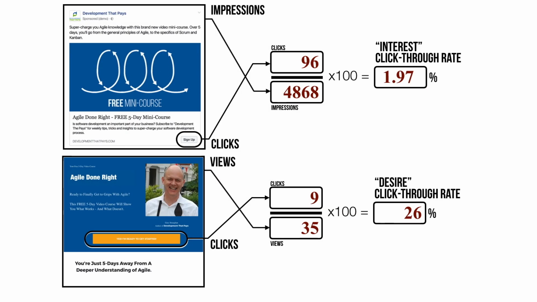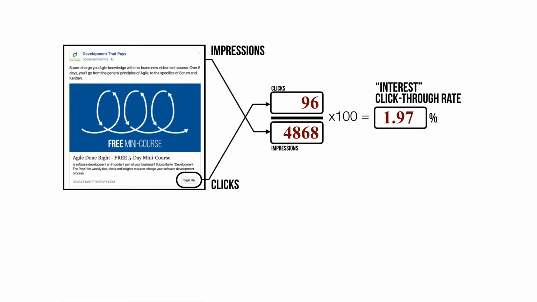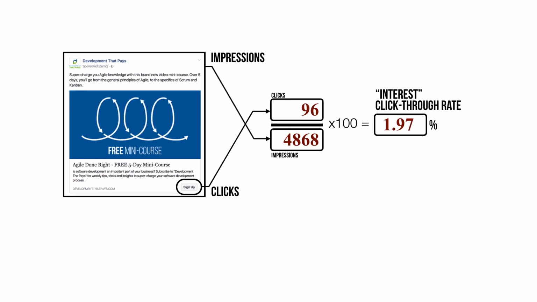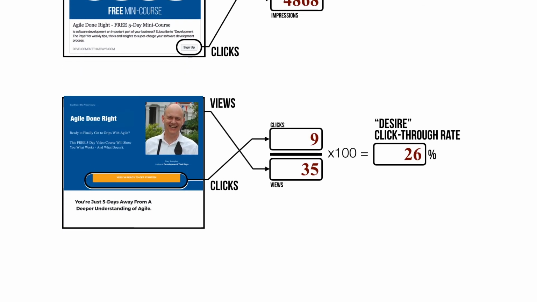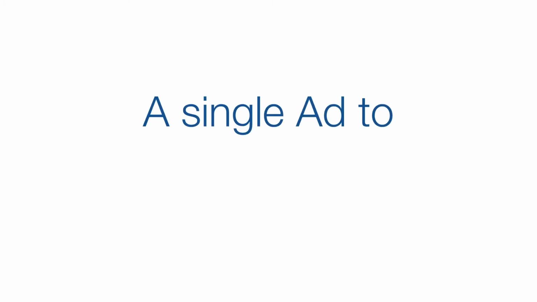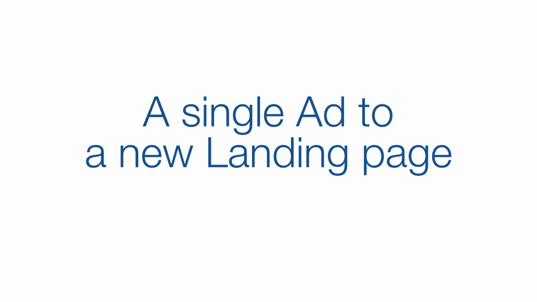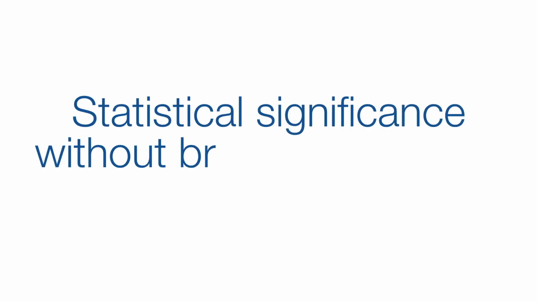To summarize, the 3 ad variation experiment worked well here, but fell apart down here. But because the first part worked well, we now have a winning title. So we're now in a position to run a single ad campaign to a new improved landing page. And by tweaking things here and there, the hope is to achieve a result of statistical significance without breaking the bank.